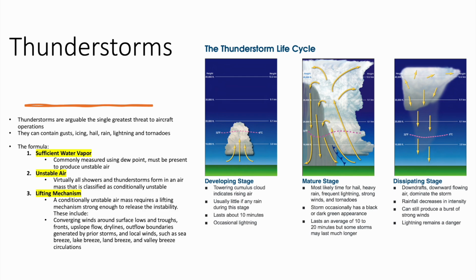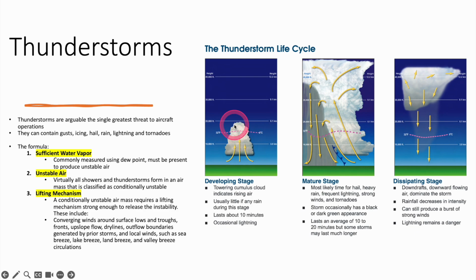or gusts. So in order for a thunderstorm to develop, you first need sufficient water vapor, a lifting mechanism, and unstable air. So you can kind of think about that as like the recipe for a thunderstorm. So you need all three of those things for a thunderstorm to develop. And then here is the life cycle of a thunderstorm.